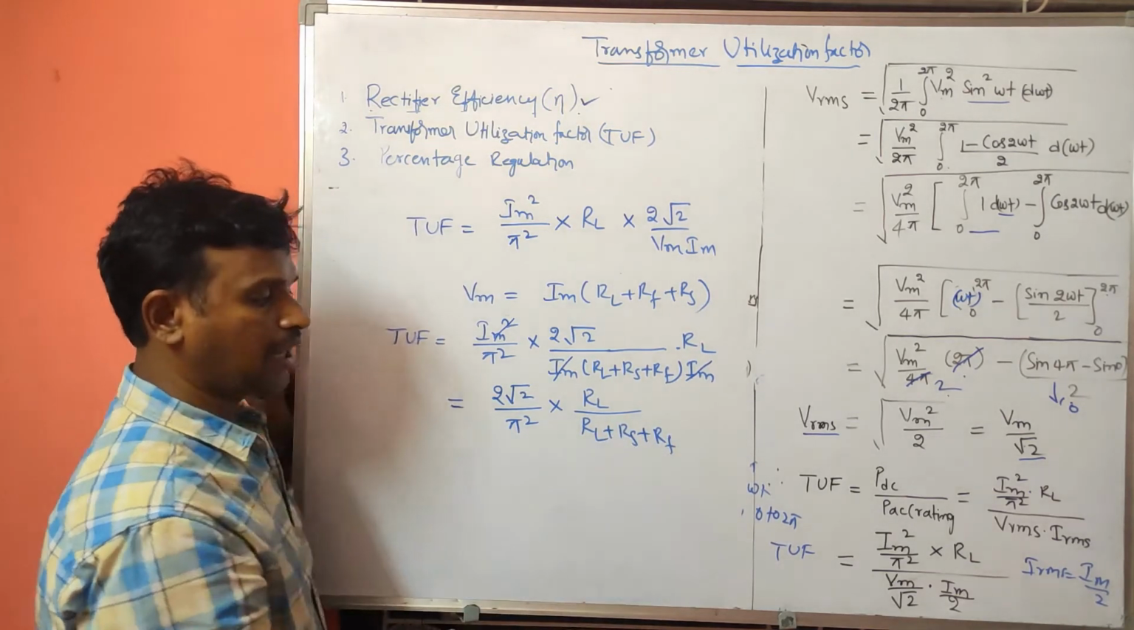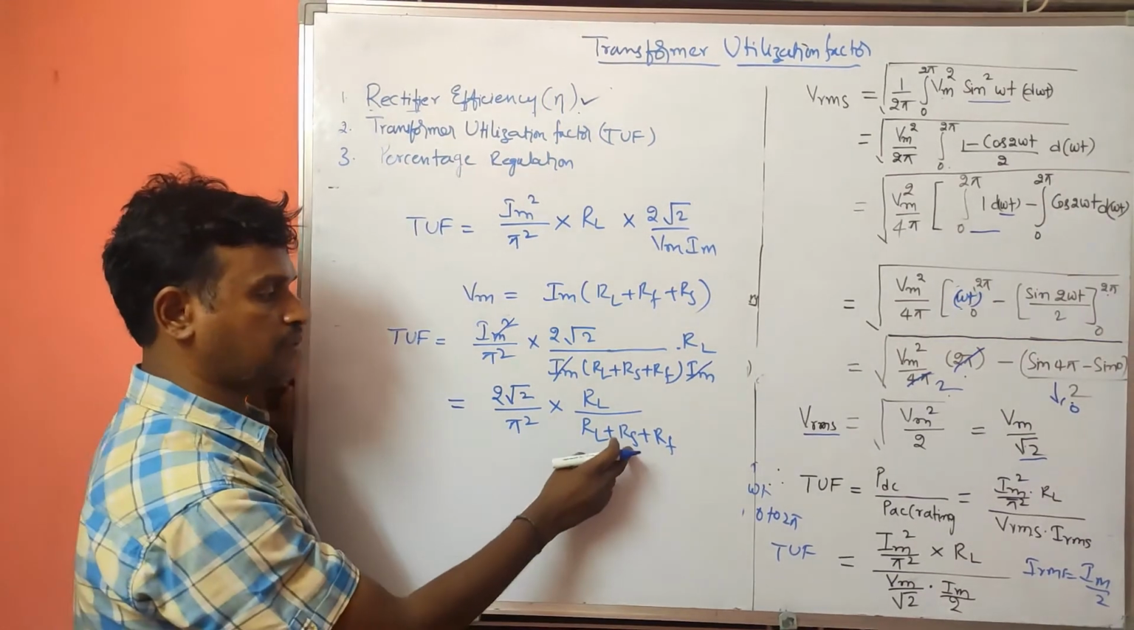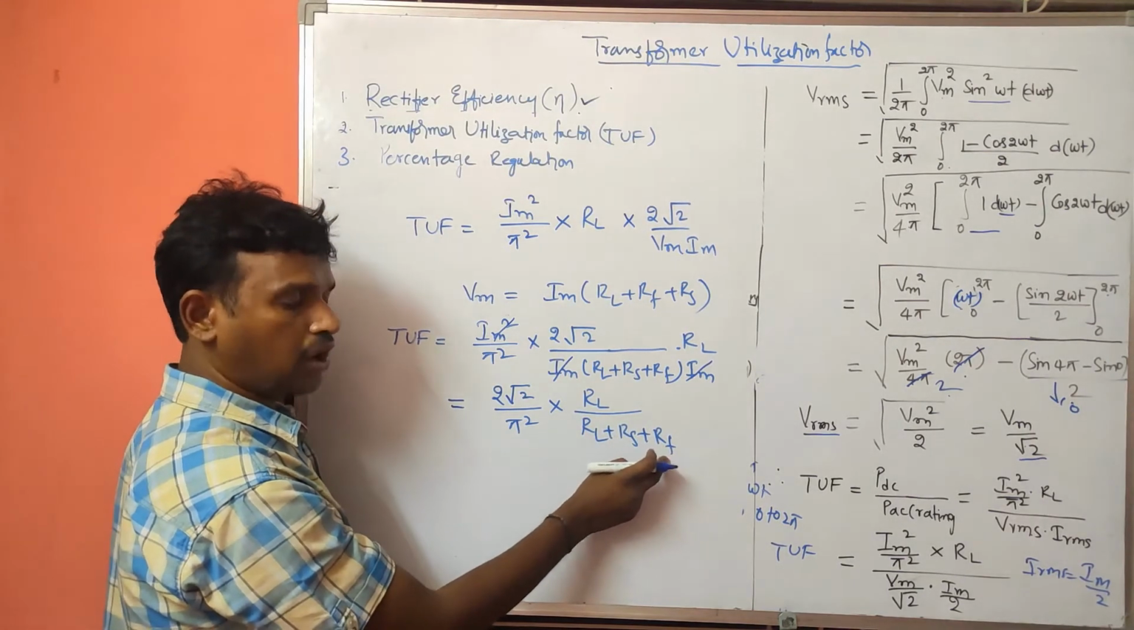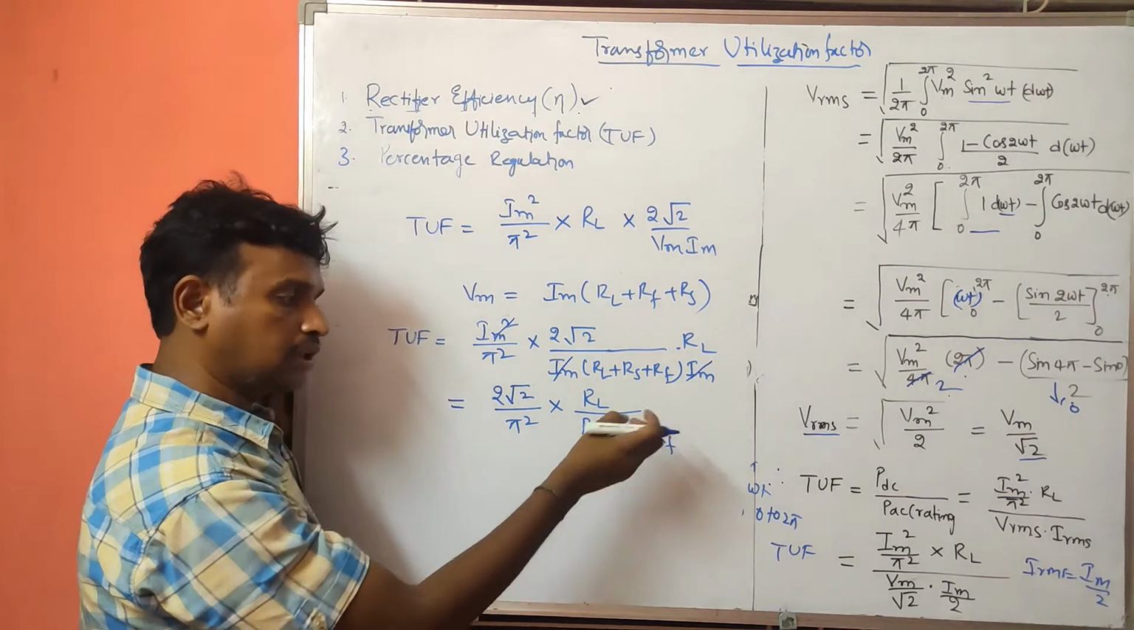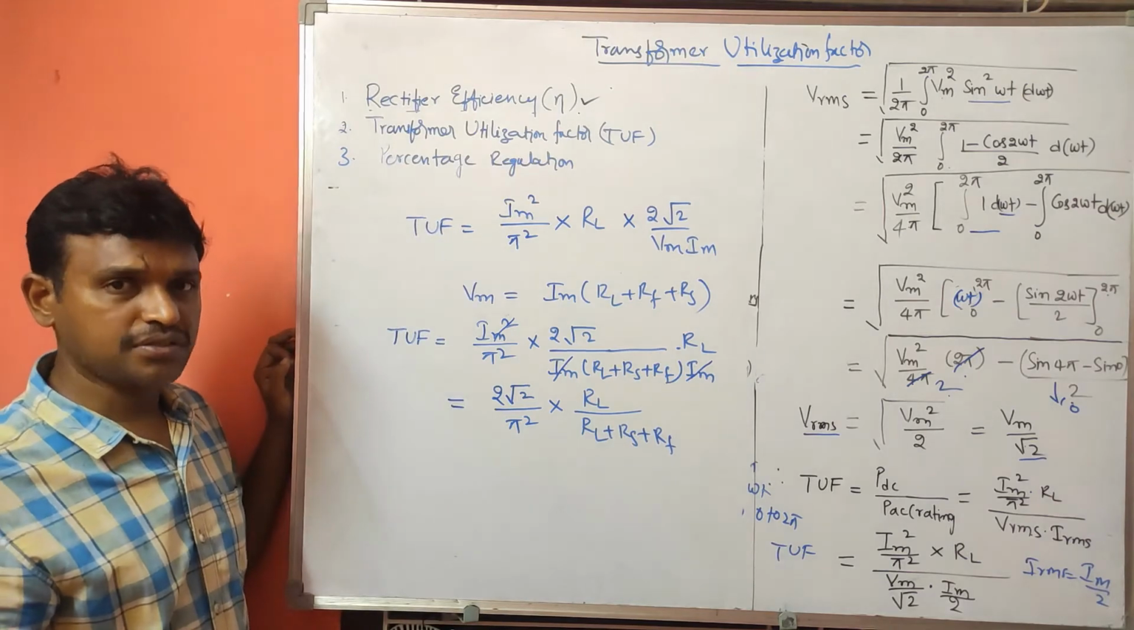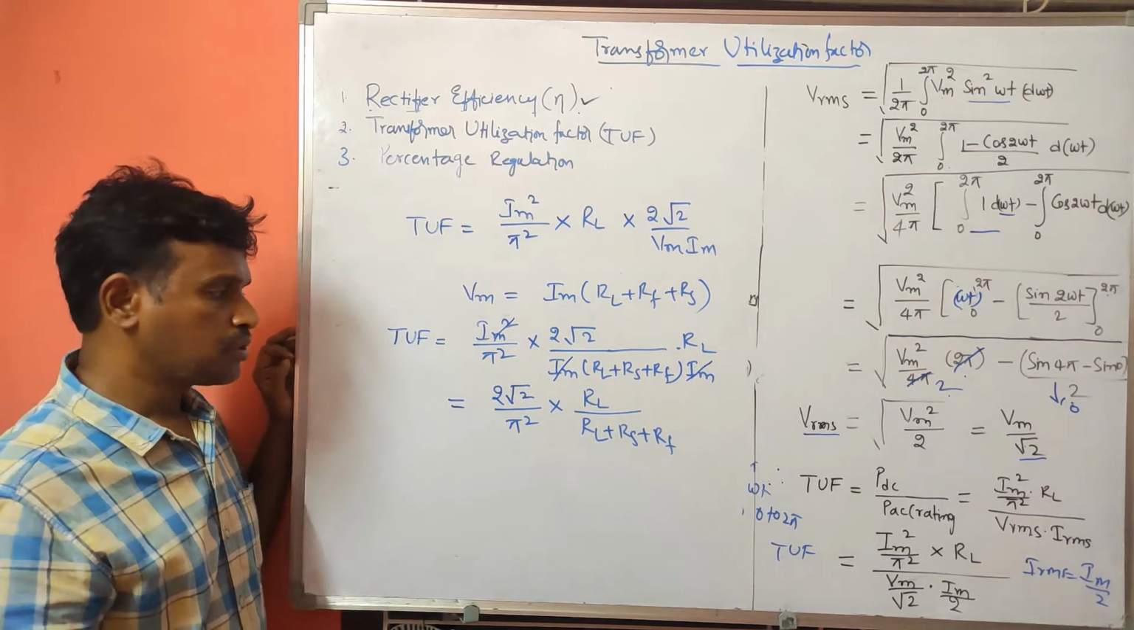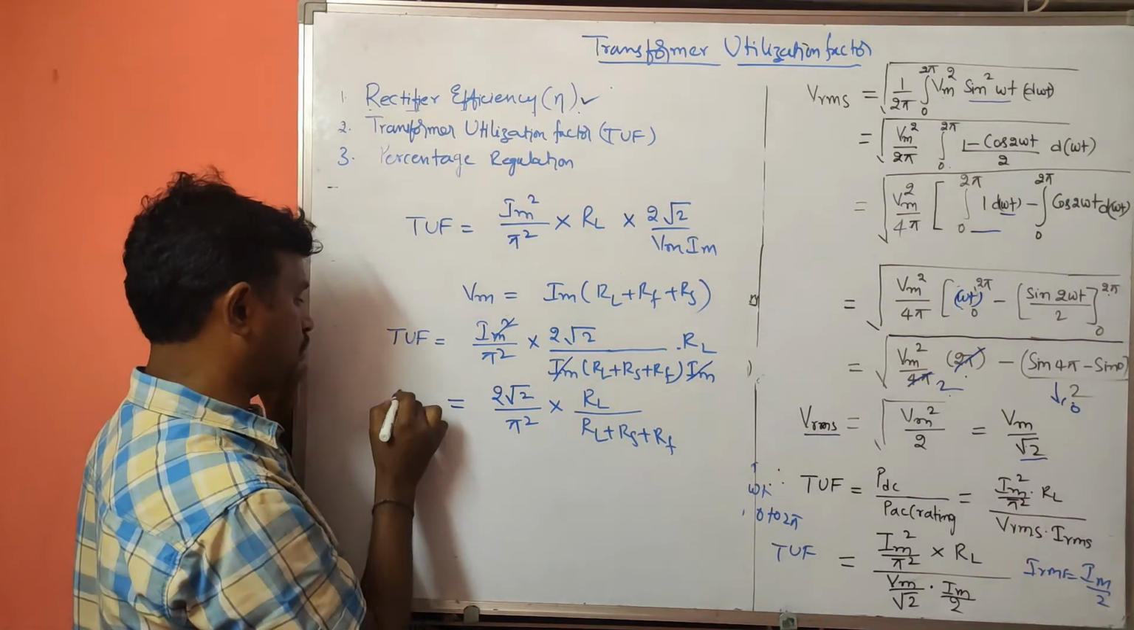We know that RL is the load resistance, RS is the transformer secondary winding resistance, and RF is nothing but the forward bias resistance. Okay, so this is the TUF we got here.